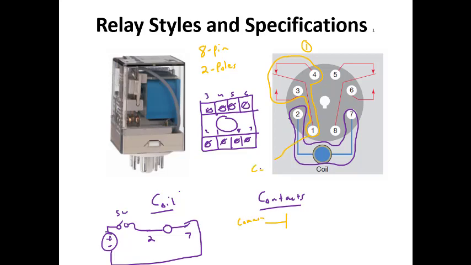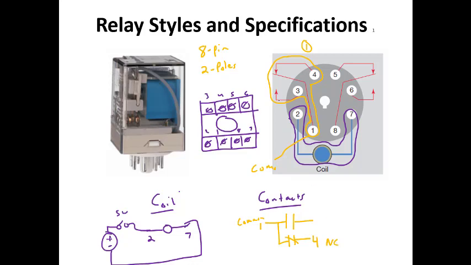So pin 1 here is the common. And then there's a normally open and a normally closed. So if we look here, pin 1 is the common. And then that comes up here and it's connected to pin 4. So pin 4 is the normally closed.